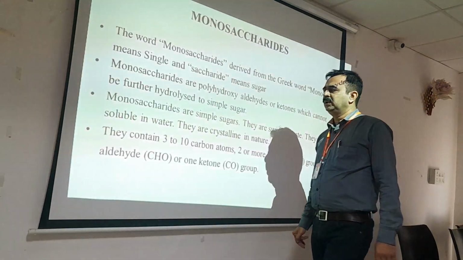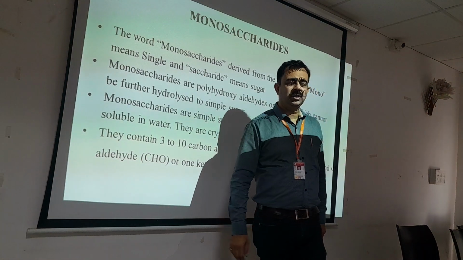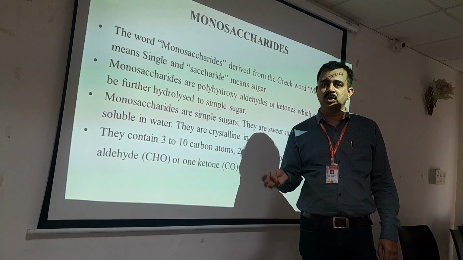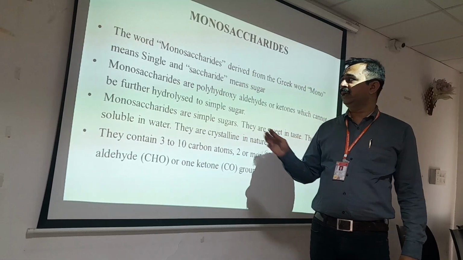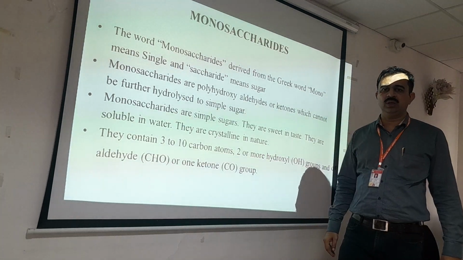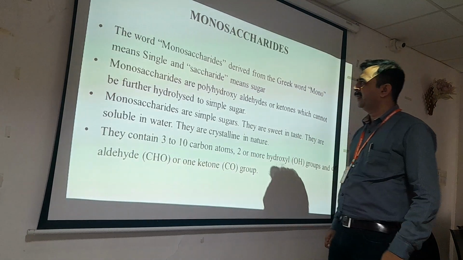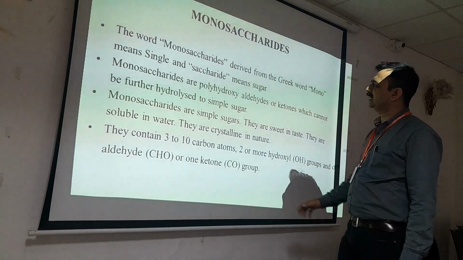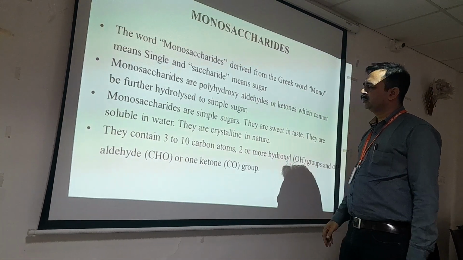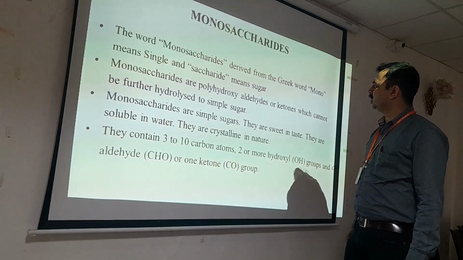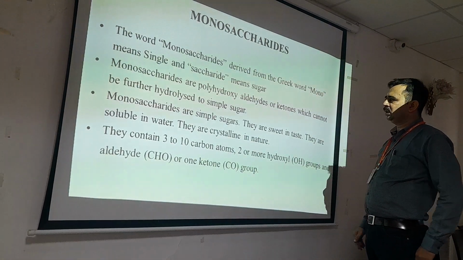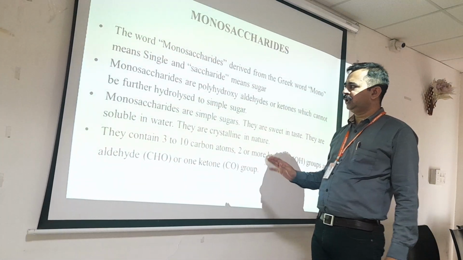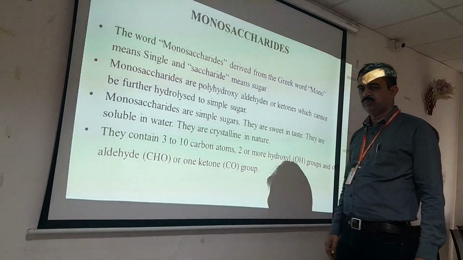In my last lecture, we saw the different types of sugars: monosaccharides, disaccharides, oligosaccharides and polysaccharides. We will try to understand them one by one in greater detail in this lecture. The word monosaccharide is derived from the Greek word mono, meaning single, and saccharide, meaning sugar. Monosaccharides are polyhydroxyaldehydes or ketones which cannot be further hydrolyzed to simple sugars.